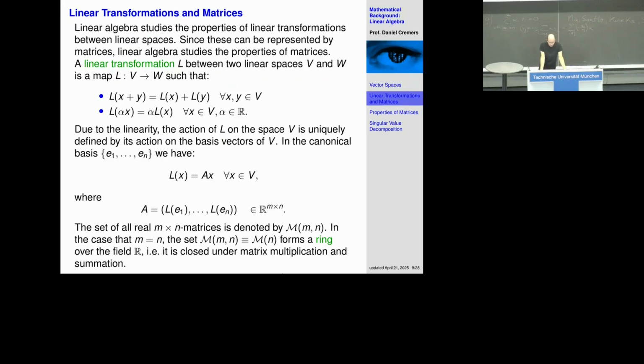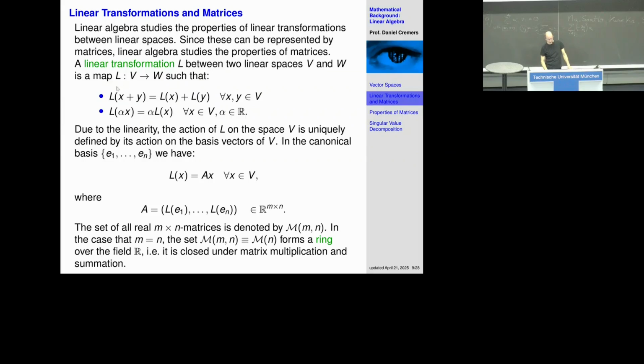Why is linear algebra important? Why does it matter? And what do we do in linear algebra? We study, as the name indicates, the properties of linear transformations between linear spaces. So I have two linear vector spaces, let's say V and W, and then I have a map, L, that maps vectors from one space to vectors in the other space. This transformation from one vector space to another is called linear if it fulfills these two properties.